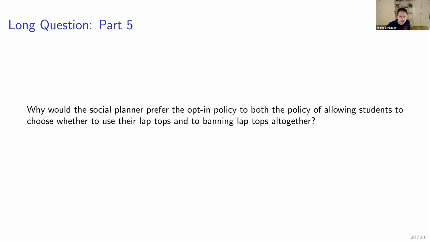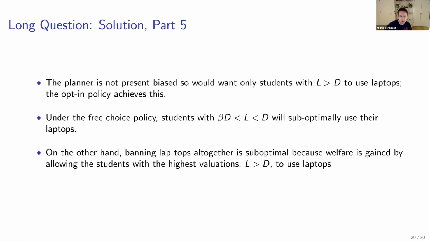Okay. Then finally, why would the social planner prefer the opt-in policy to both the policy of allowing students to choose whether to use their laptops and to banning laptops altogether? Let's think about the opt-in policy. What does that entail? The opt-in policy, as we said, is one where the planner is not present biased. So the planner would only want students with L larger than D to use laptops, and the opt-in policy, as we just showed above, achieves this.